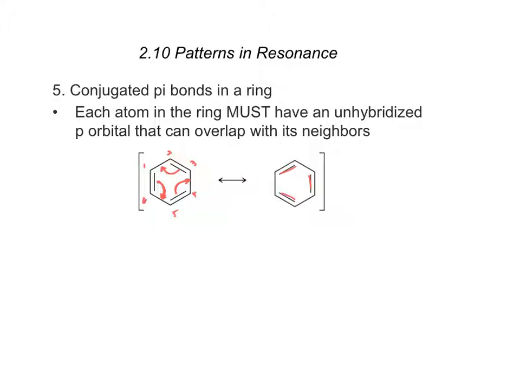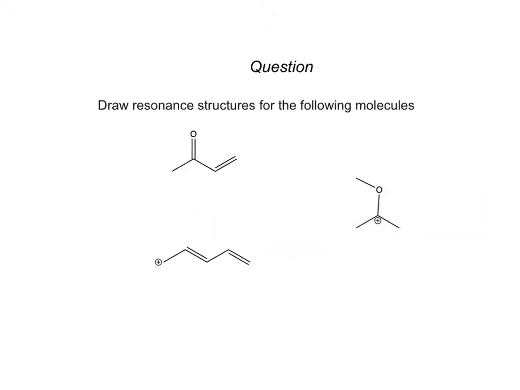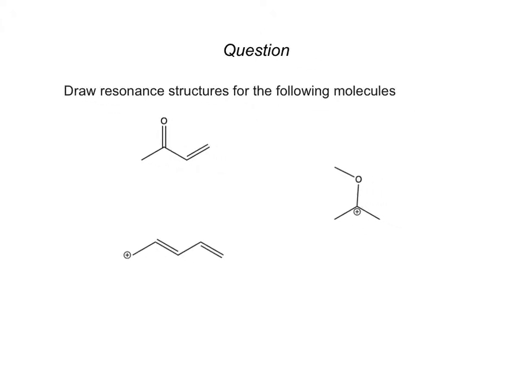Okay, so now let's go ahead and try some. We're going to utilize all of the patterns, except for number 5 because I don't deal with it too much. We have 4 different patterns, and this is a nice summary slide. You did this one in class. I gave you 3 different structures, and I wanted you to draw all of the possible resonance structures from them.